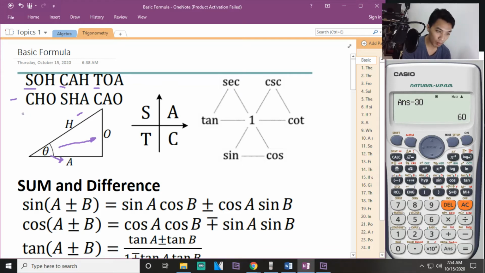Ano? Cosecant. Cosecant is equal to hypotenuse over opposite. So, binaligtad nga lang talaga siya. Secant, hypotenuse divided by adjacent. Binaligtad lang. Cotangent, adjacent over opposite. Ganun lang sinosolve yan.